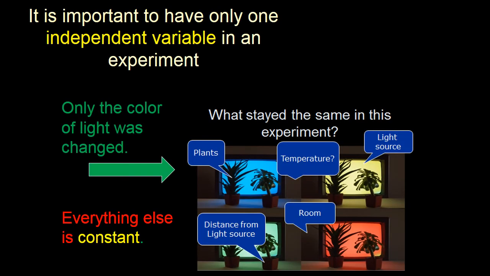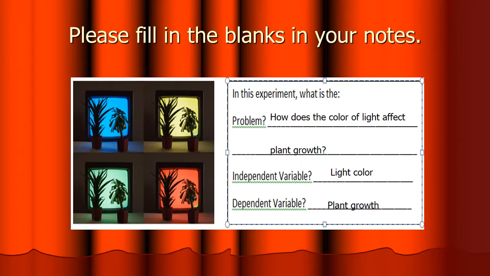So this is a really important idea here, and that idea is that it's very important in a scientific experiment to make sure that everything stays the same except for that one thing that you're trying to change. In this case, the color of the light. Everything else has to stay constant. And fortunately, this is an example of a word that you probably already know. You know what it means to stay constant, and it means the same thing in science. So go ahead and fill in your blanks.